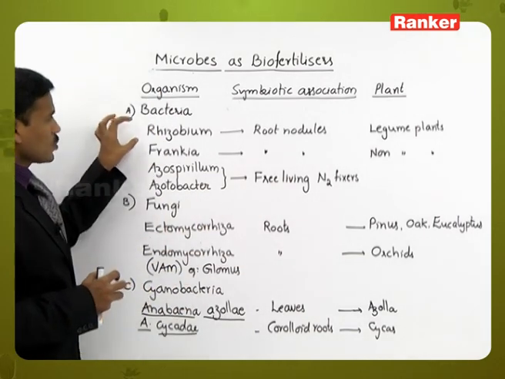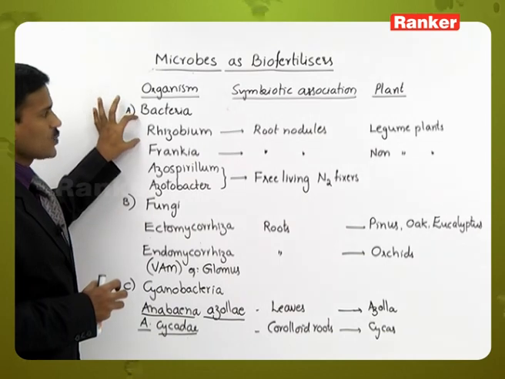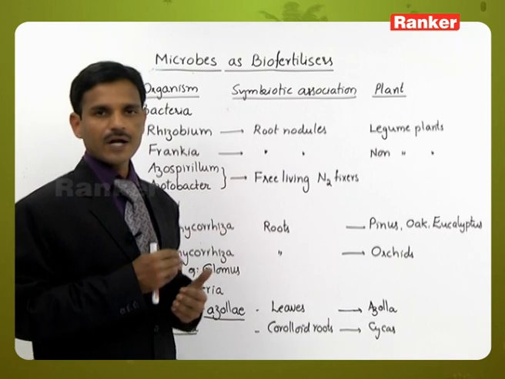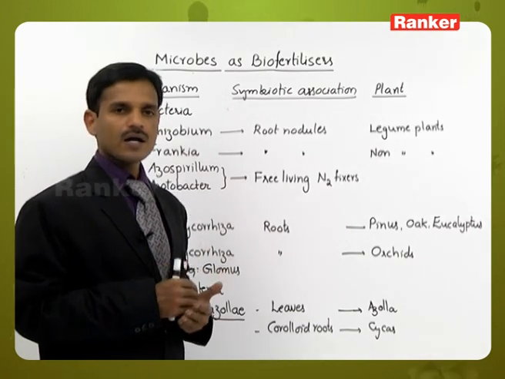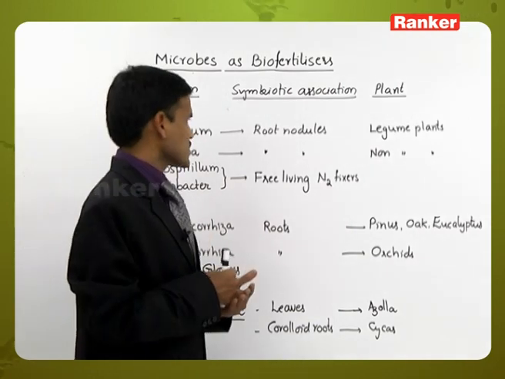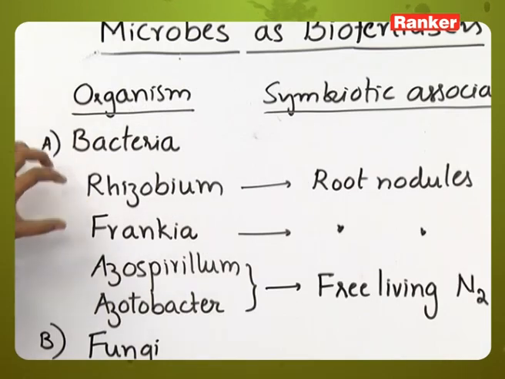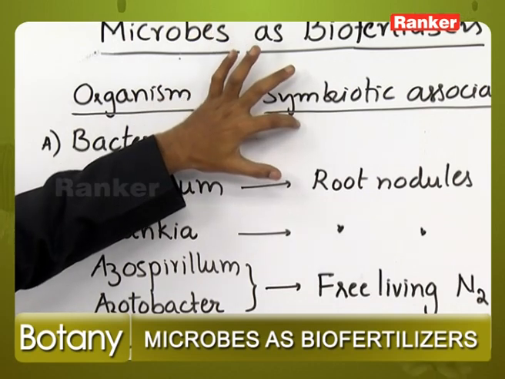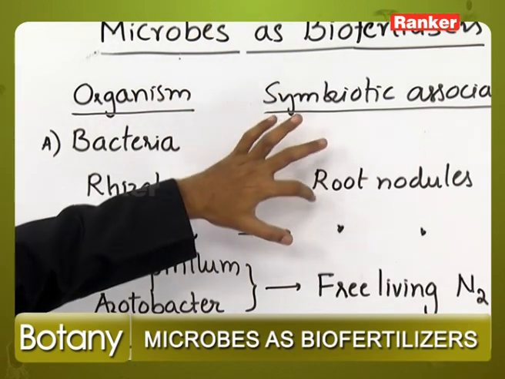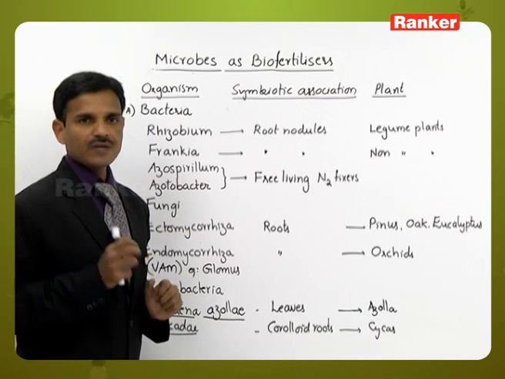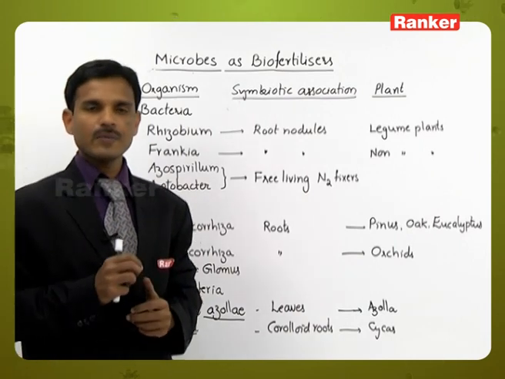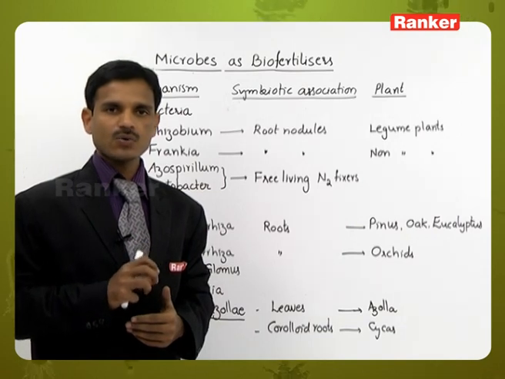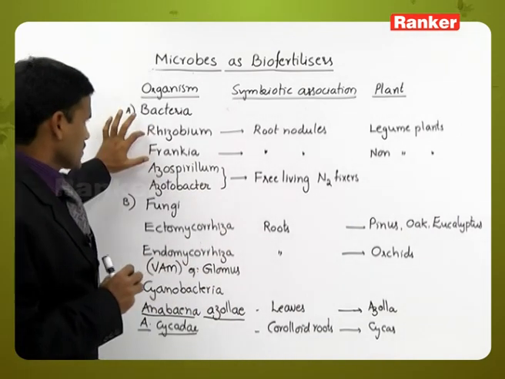But some microbial organisms are fixing the nitrogen. Atmospheric nitrogen is fixed into organic form, into ammonia or other organic forms. Rhizobium shows a symbiotic association with root nodules of legume plants. In Fabaceae or Leguminaceae family members, the root system contains some root nodules. In the root nodules, Rhizobium bacterium is present.